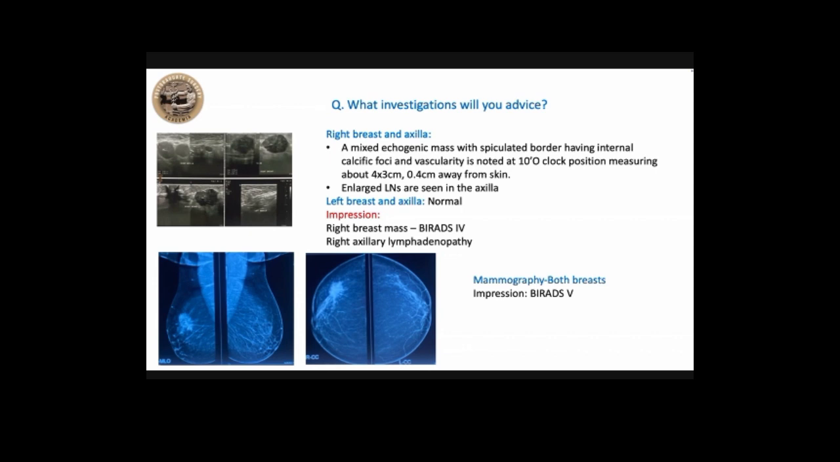Sir, this is the mammogram of right breast showing a mediolateral and craniocaudal view, showing a radiodense lesion at the upper and outer quadrant of the right breast with irregular spiculated margin. And there is architectural distortion and lymph node, no lymph node.